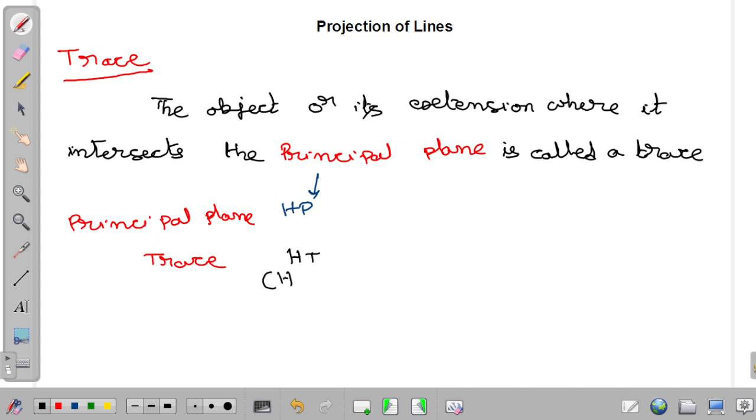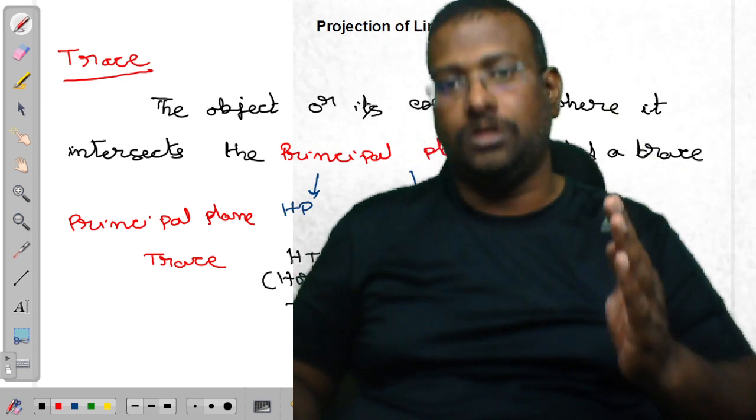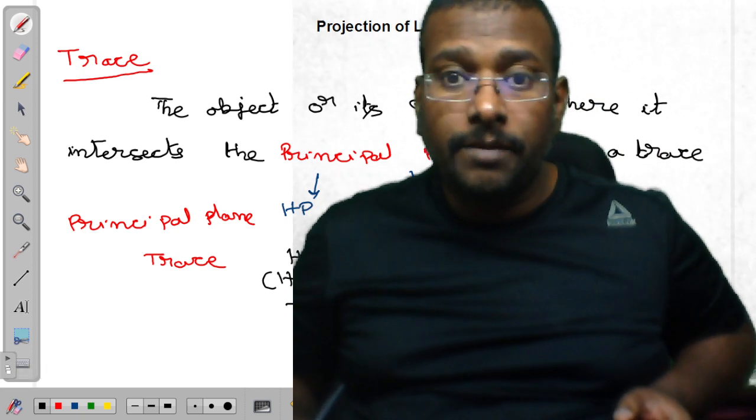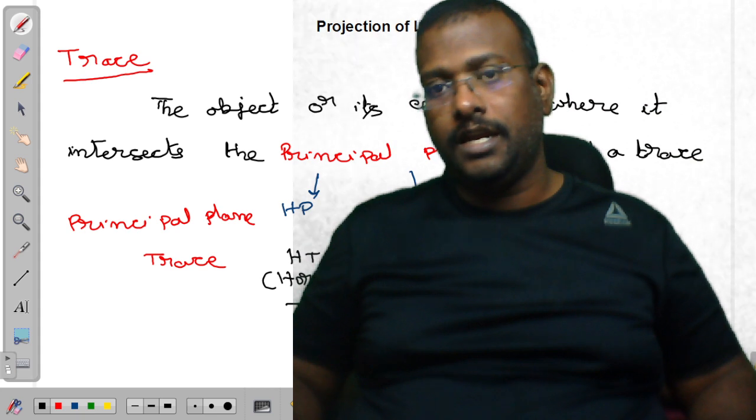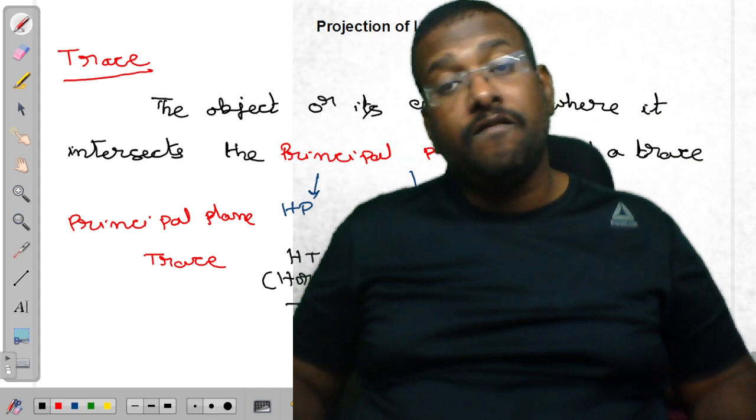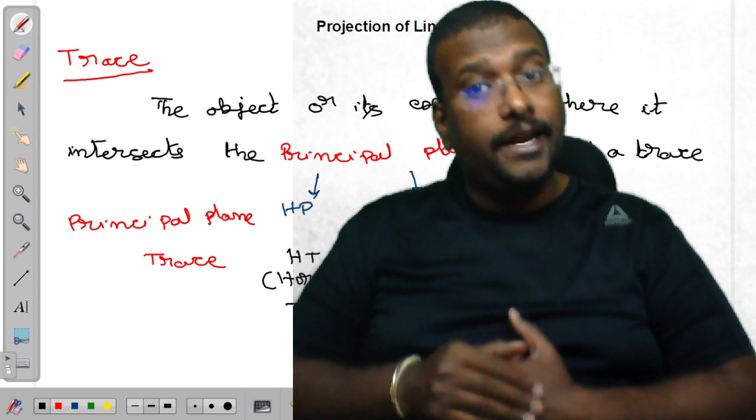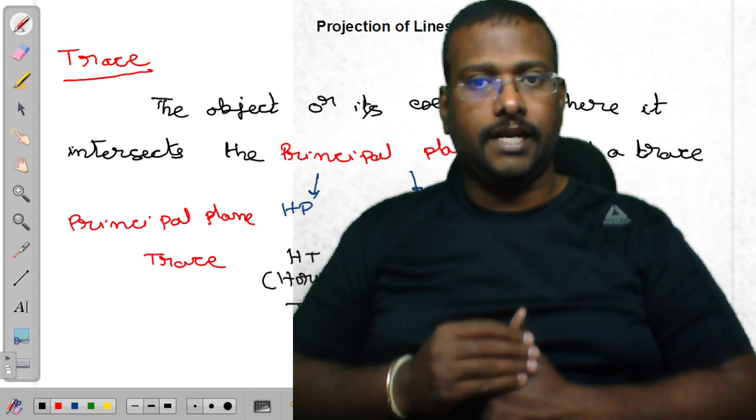What is meant by HT? Horizontal trace. If the principal plane is VP, then it is called vertical trace. These are the points you have to remember. If it is inclined to HP, it has a horizontal trace. If it is inclined to VP, it has a vertical trace.